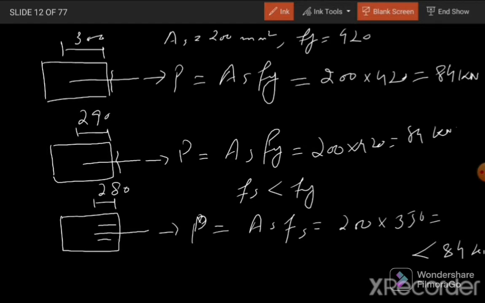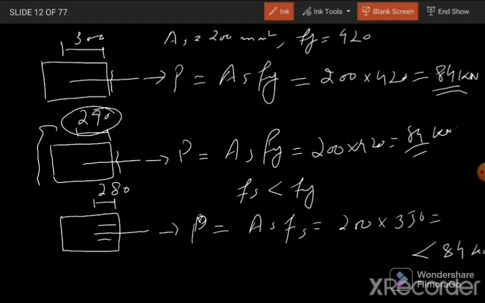When we increase by 10 mm, it yields but is not pulled out. When we further increase the embedded length, the case is again the same: the bar yields but is not pulled out. So the capacity, or the load at which this failure occurs, is 84 kilonewton in both cases, and here the failure will be at a lower load. So this embedded length of 290 is our development length. This is the minimum length at which our required failure occurs: the yielding of the bar, but not a pull out.